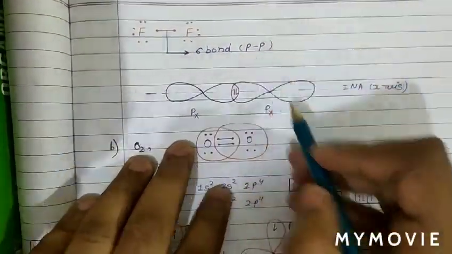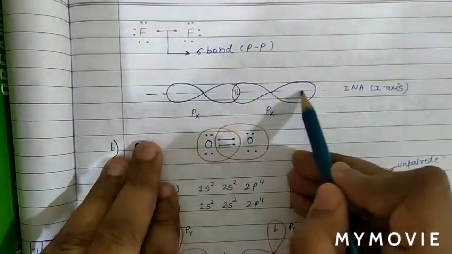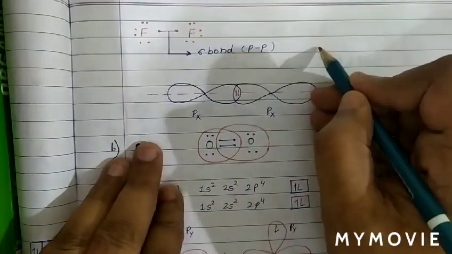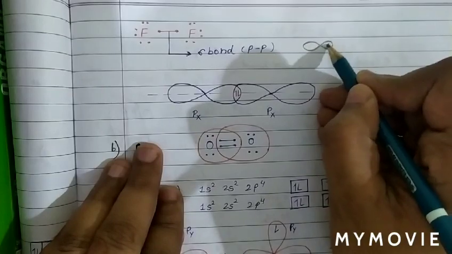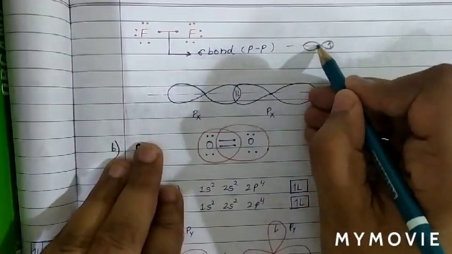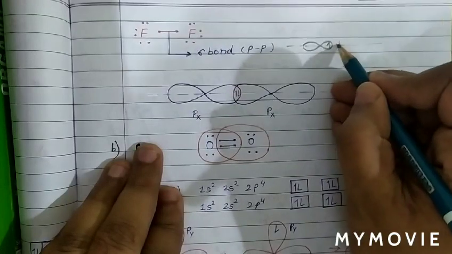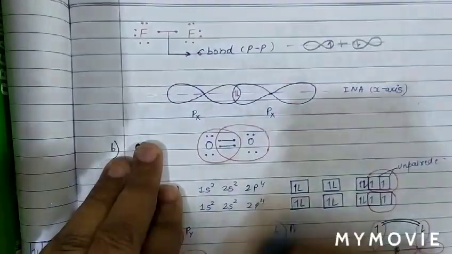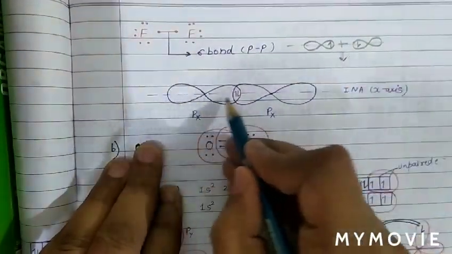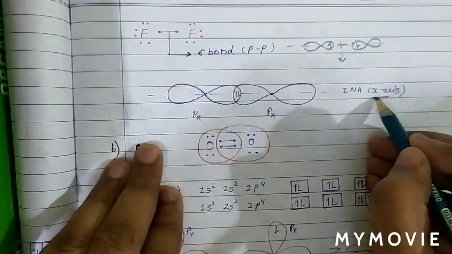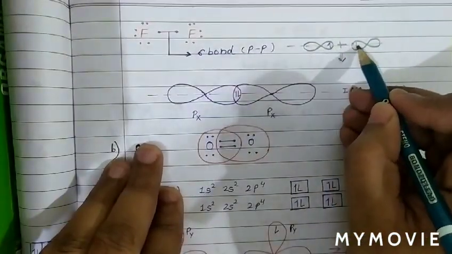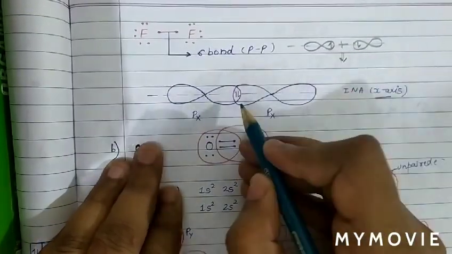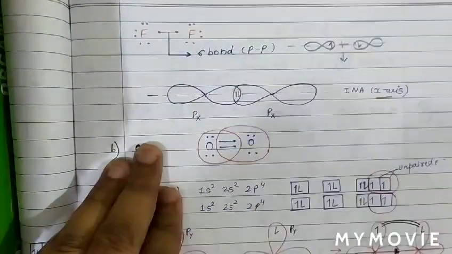If we take the x-axis as the internuclear axis, one of the p orbitals of a fluorine atom containing an unpaired electron will approach along the internuclear axis. Another orbital having an unpaired electron will approach with opposite spin. The overlapping takes place between these two orbitals, and as the INA is the x-axis, the overlapping is head-on, forming a sigma bond between px orbitals.